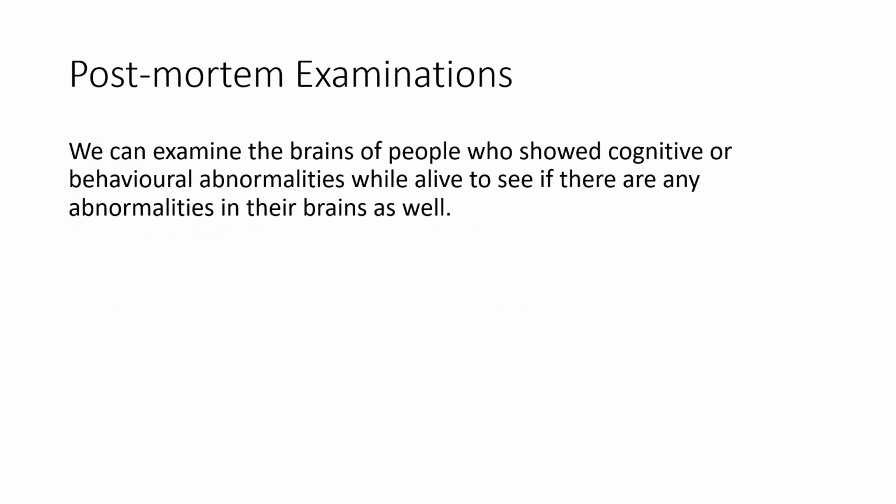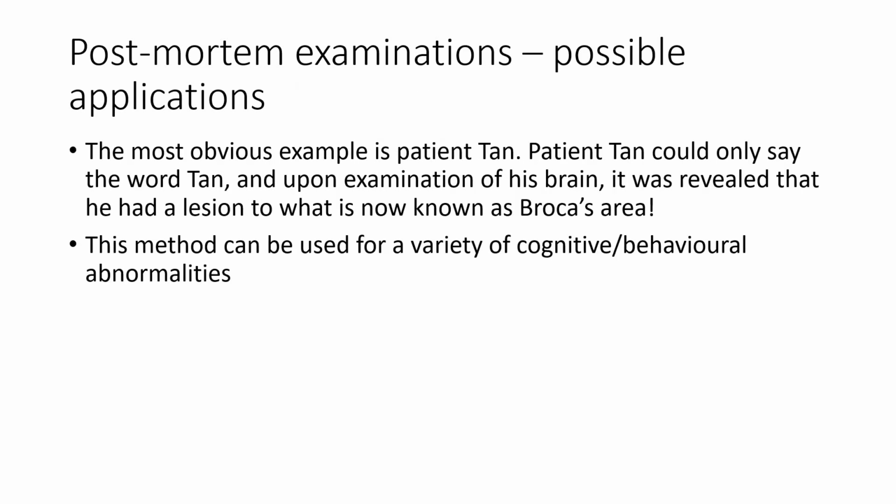So finally, post-mortem examinations, fairly self-explanatory. We can examine the brains of people who showed cognitive or behavioural abnormalities while they were alive. So the easiest one to give an example would be patient Tan. If you remember from the last video that I did, he could only say the word Tan over and over again. Because we know that's very abnormal behaviour, once he had died, Broca examined his brain and found that he had a lesion or damage to what is now known as Broca's area. So we can look at people who show a wide range of different abnormalities, and then once they die we can see which parts of their brain are different to a healthy brain.